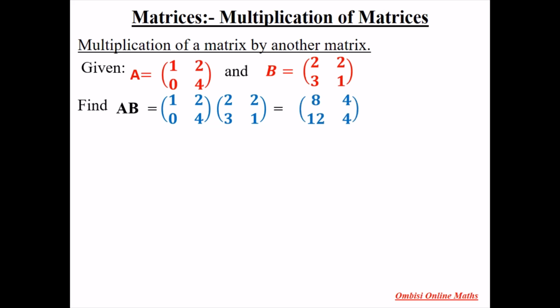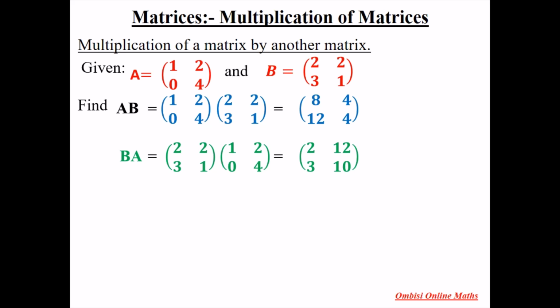What if you are told to find BA? Let's take matrix B, multiply with matrix A. So this one, using the above rules also, that is 2, 2, 3, 1, multiplied by 1, 2, 0, 4. Multiplying these two matrices, we are going to end up with 2, 12, 3, 10.